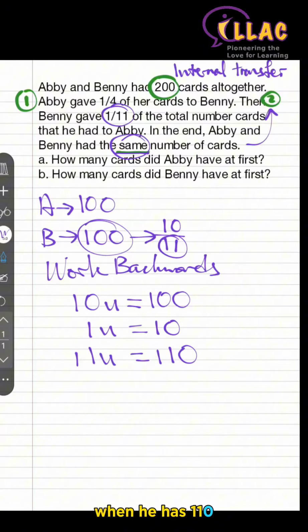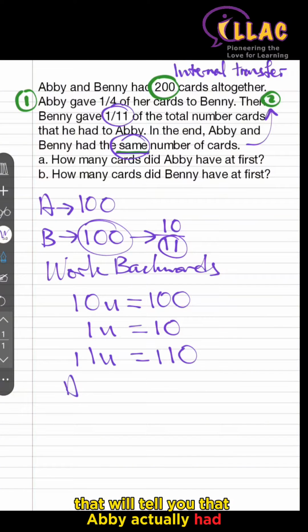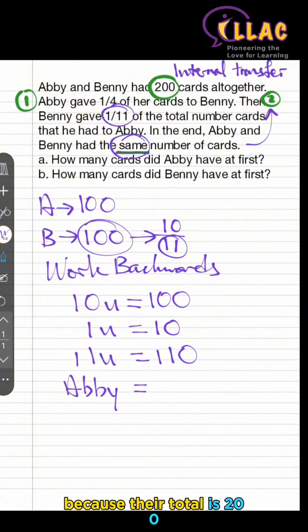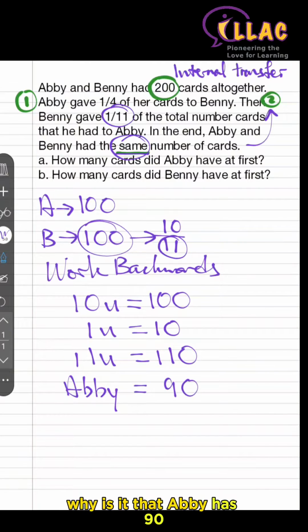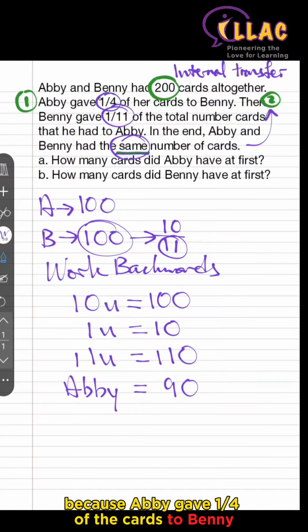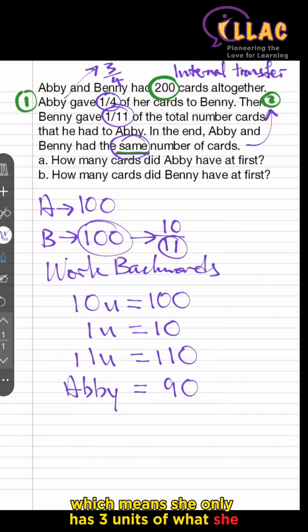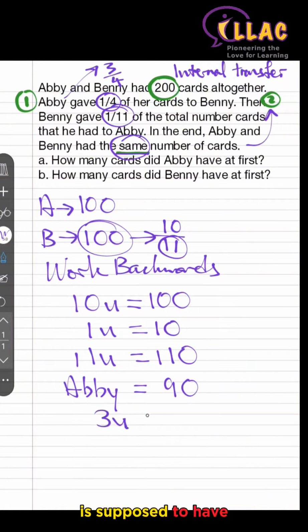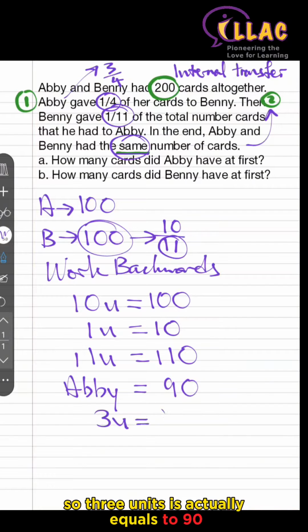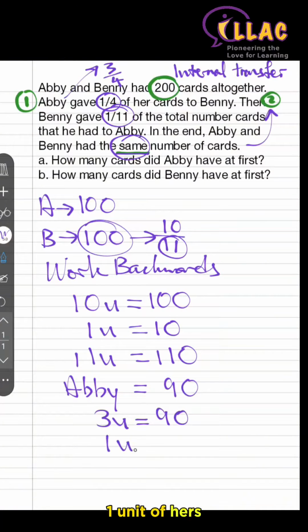When he has 110, that will tell you that Abby actually had, because their total is 200, if he has 110, Abby is supposed to have 90. Why is it that Abby has 90? Because Abby gave 1/4 of the cards to Benny. And so Abby at this current situation only has 3/4, which means she only has 3 units of what she is supposed to have. So 3 units is actually equal to 90. 1 unit of hers at that situation is 30.